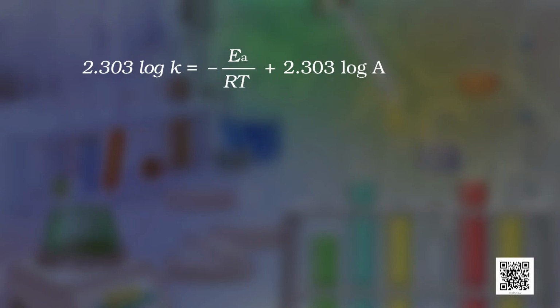From the graph, we can see that increasing the temperature or decreasing the activation energy will result in an increase in the rate of the reaction and an exponential increase in the rate constant. As log to the base e is equal to 2.303 log to the base 10, equation 1 can also be written as 2.303 multiplied by log K to the base 10 equals minus Ea upon RT plus 2.303 multiplied by log A to the base 10.